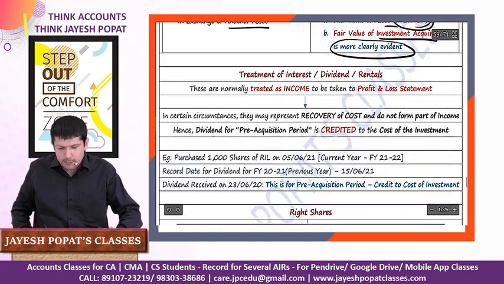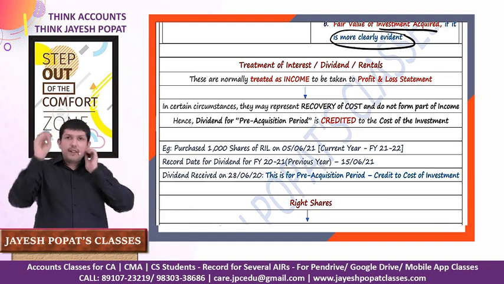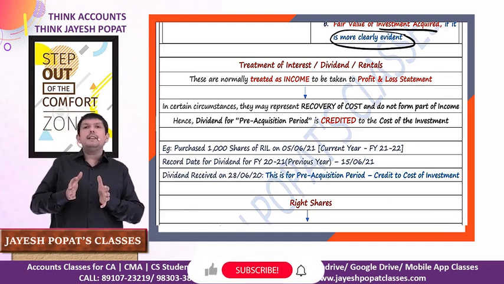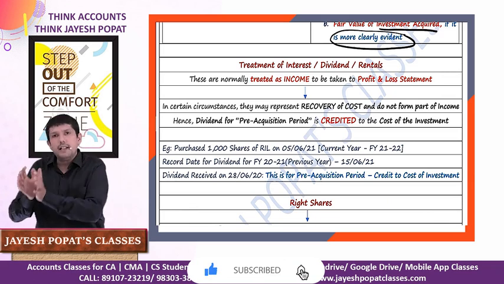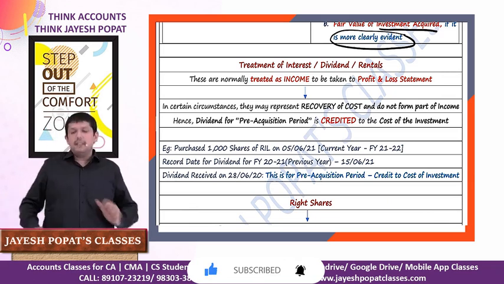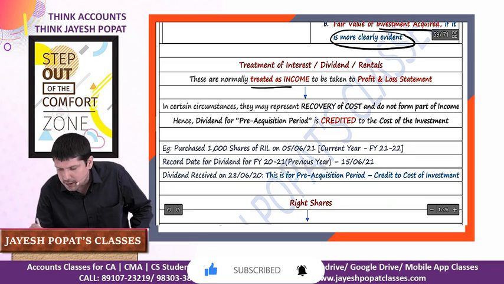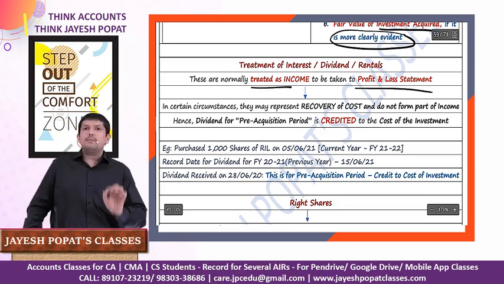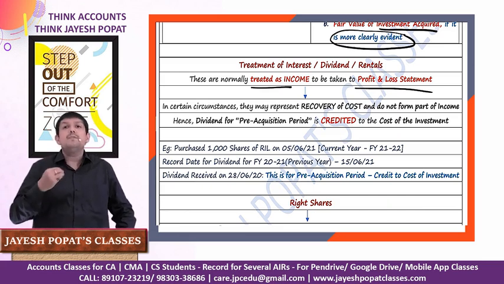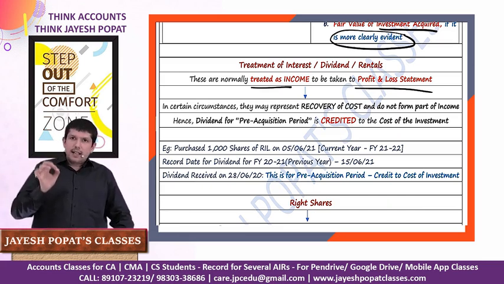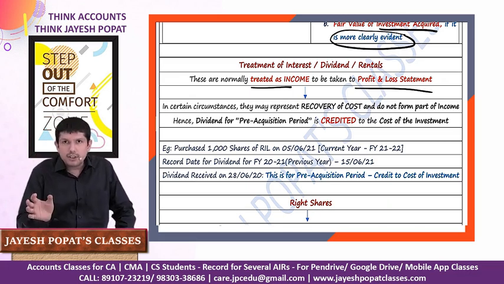Then we'll talk about treatment of interest, dividend and rental. We have seen that the main purpose of holding these investments is to earn income by way of dividend, interest and rental. So how do you deal with it? These are incomes, and these have to be taken to the statement of profit and loss. But there is an exception. There could be an income which could represent recovery of past cost. This is a scenario in case of pre-acquisition dividend.